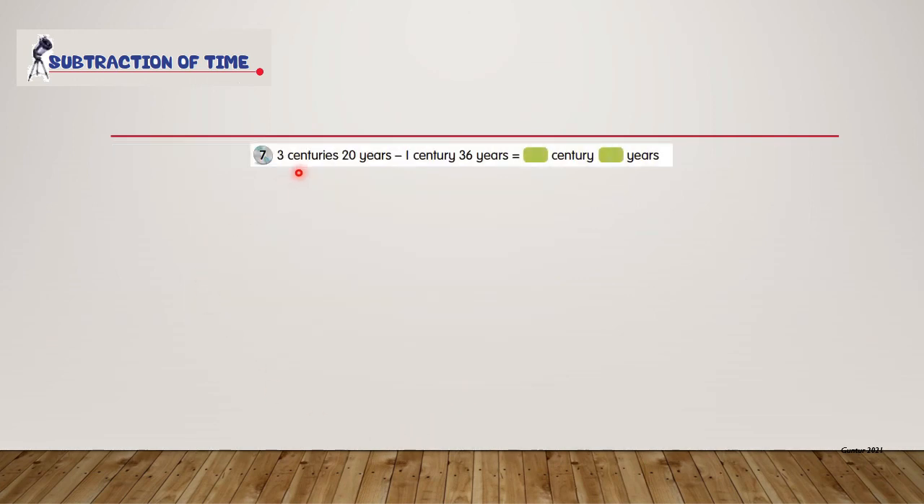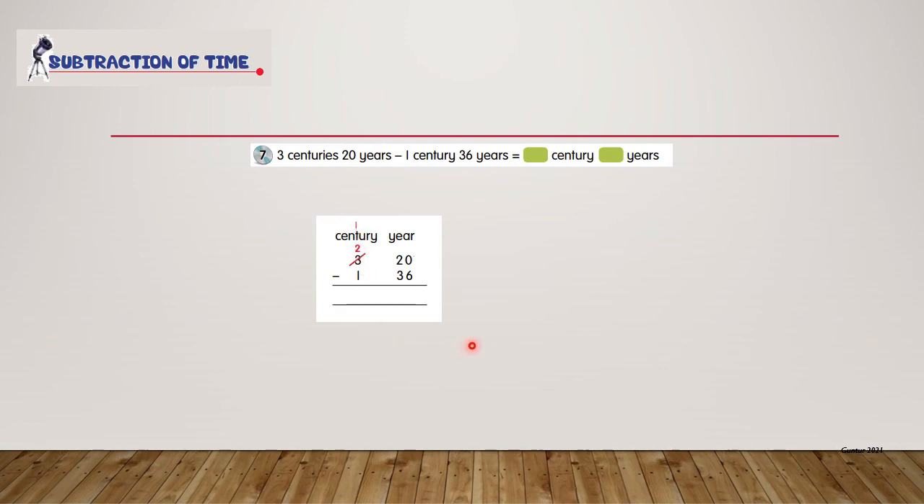The question here is between centuries and years. 3 centuries 20 years, subtract by 1 century 36 years. The answer is in century and years. So you write in the standard writing method between century and year. 3 century 20 year, subtract by 1 century and 36 year. Okay, 20 subtract by 36 is not possible. You are taking 1 century first. Okay, we are cancelling 3. 3 becomes 2 century, and we are taking out 1 century.